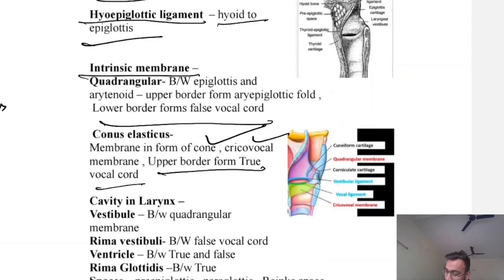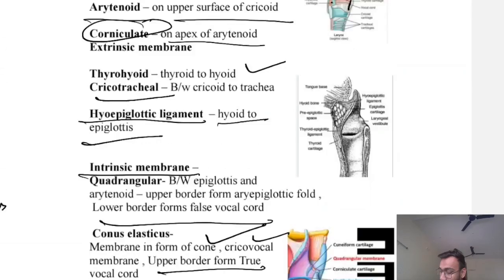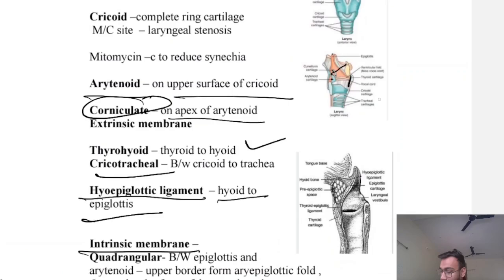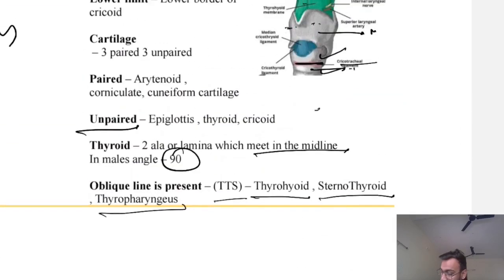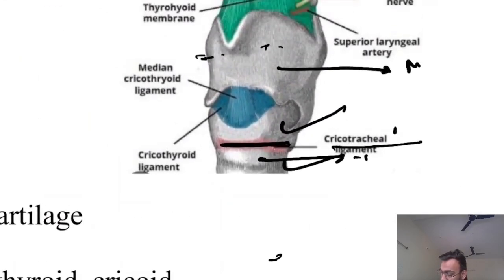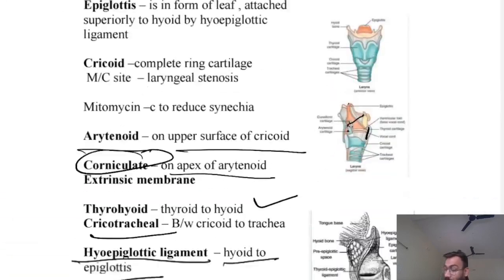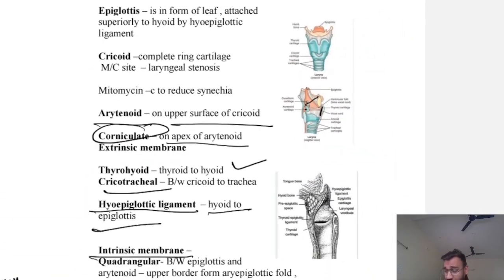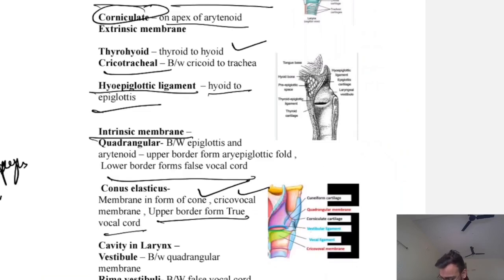cord. So you have to understand we have two extrinsic membranes. I have already discussed with you, that is cricotracheal membrane, you can see this is cricotracheal membrane, cricotracheal ligament, and this is thyrohyoid membrane. So these are the extrinsic membranes. Now what is intrinsic membrane? So intrinsic membrane we have two, that is quadrangular membrane and conus elasticus.